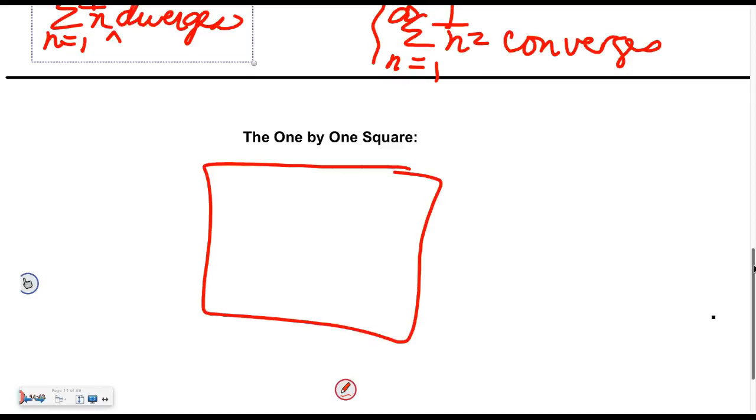And before I talk about geometric series, I'm going to talk about this 1 by 1 square. What's its area? Yay! You guys are so smart. Yes.